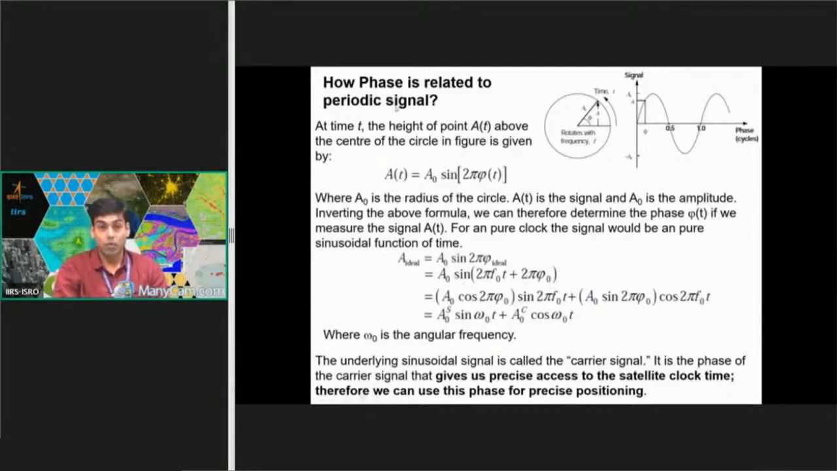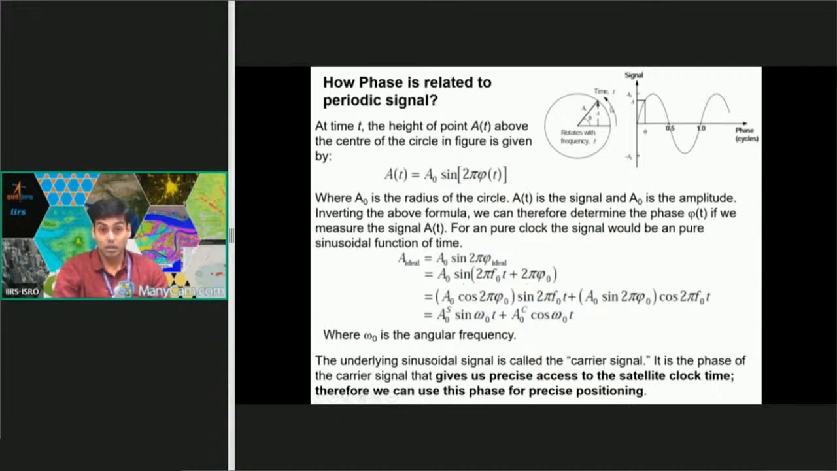So how is phase related to a periodic signal? If you see this circle and this phase at time t, A naught is the amplitude and phi is the phase at time t. So this is the formula: A naught sine 2 pi phi t. So how is it related?